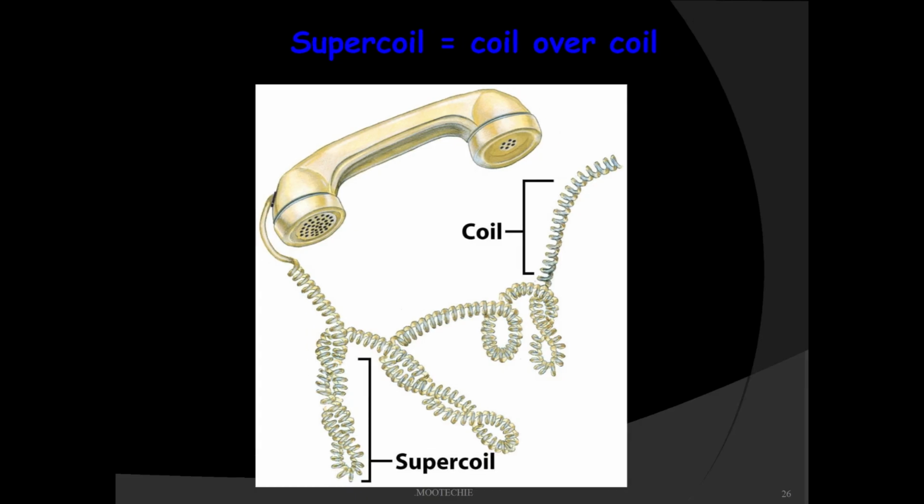Sometimes DNA can form a supercoil, which is essentially a coil over a coil. The diagram shows a relaxed circular coil, and then the same coil twisted upon itself into a supercoiled state. This supercoiling helps in packing and also plays a role in processes like transcription and replication.